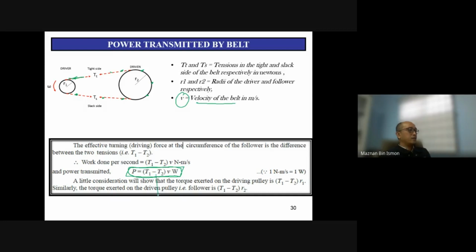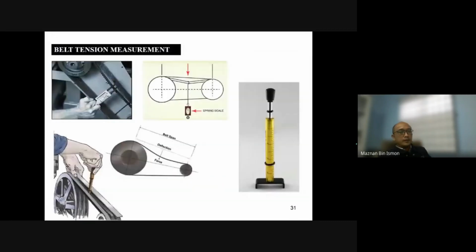Still the resultant tension times velocity, you will get the power of the torque. Okay. This is how to measure a belt tension.